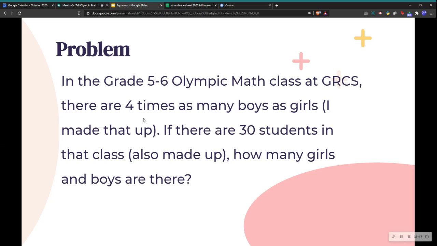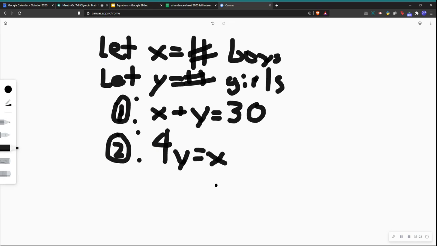Okay, so here it says there are 4 times more boys than girls. So x is 4 times larger than y, and so we multiply 4 to the y instead of the x. So just don't get that fact confused. You multiply 4 to the smaller number instead of the bigger number. So just be careful of that.